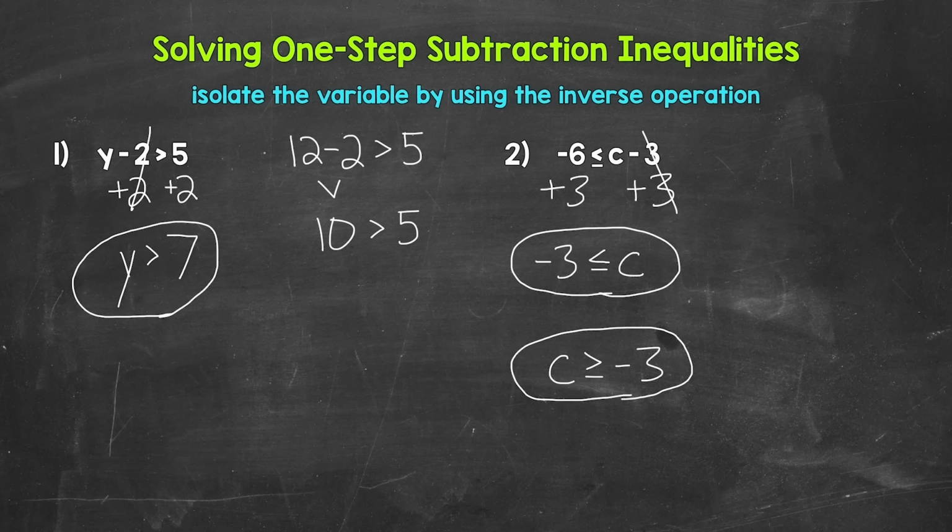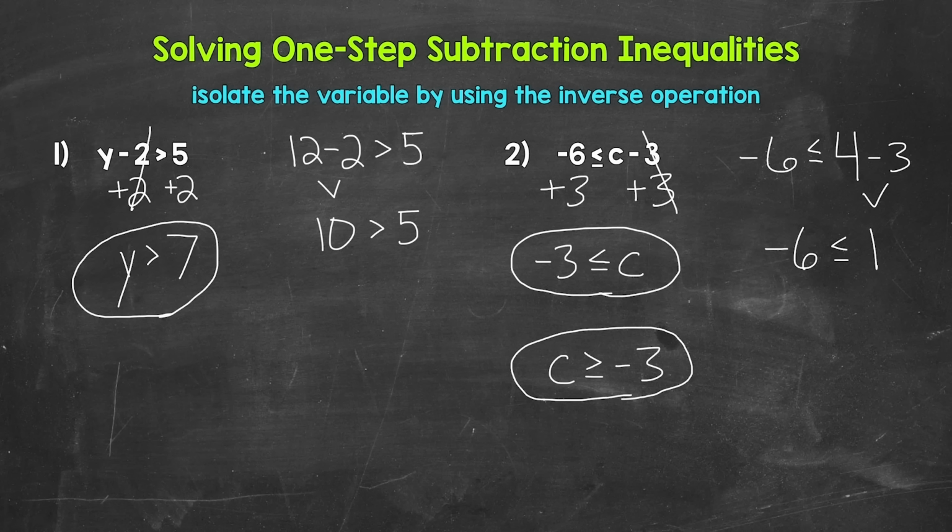Let's try 4. So we will plug in 4 for c. So we have 4 minus 3. 4 minus 3 gives us 1. And -6 is less than or equal to 1, so that does work. Our answer for number 2, C, is greater than or equal to -3. So C can be any value greater than or equal to -3. So there's our subtraction section.